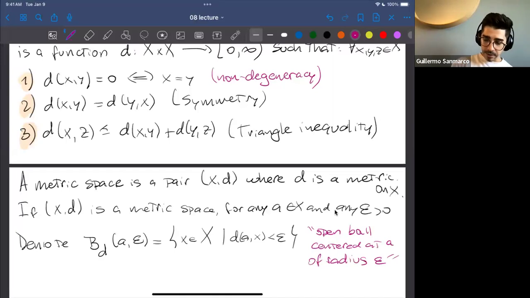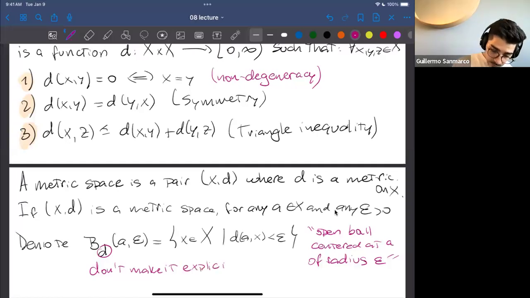And I should say, we usually don't write d if it's clear. Don't make it explicit if it's clear. Usually you only write the d if you want to distinguish different metrics on the same set. Any questions?